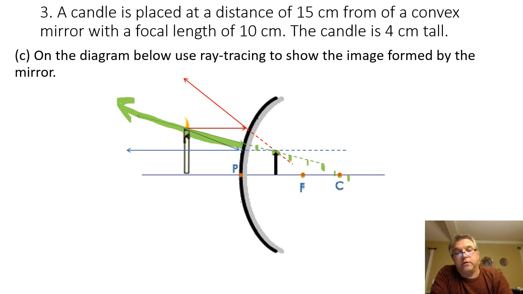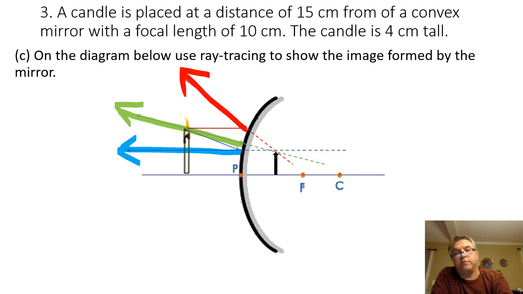So let me clean this up a little bit. Let me just draw my 3 reflected rays. So for the green ray, my reflected ray is right here. For the blue ray, my reflected ray is this. And for the red ray, this is my reflected ray.